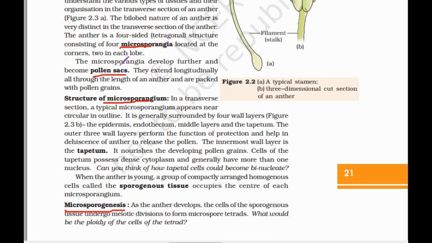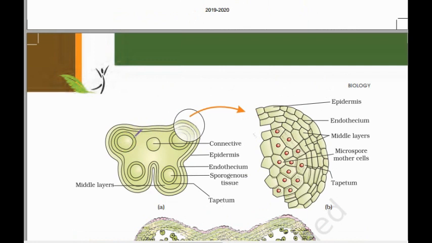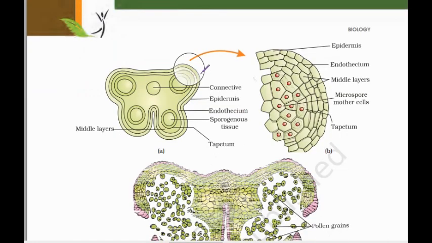Okay, pollen chamber. This is one microsporangium of a young anther, and this microsporangium further develops into the pollen chamber of a mature anther. Mature anther means the pollen grains are formed and ready to be released. This microsporangium is more or less circular in nature and it is surrounded by four layers.